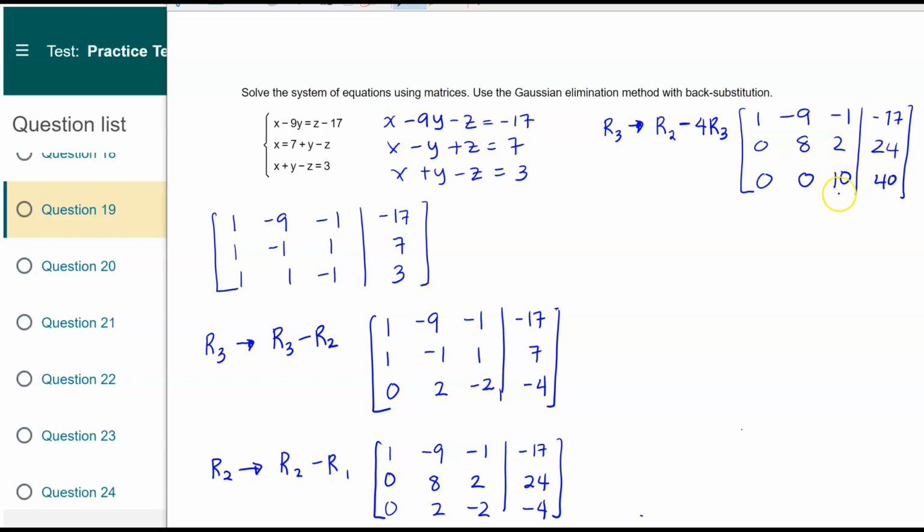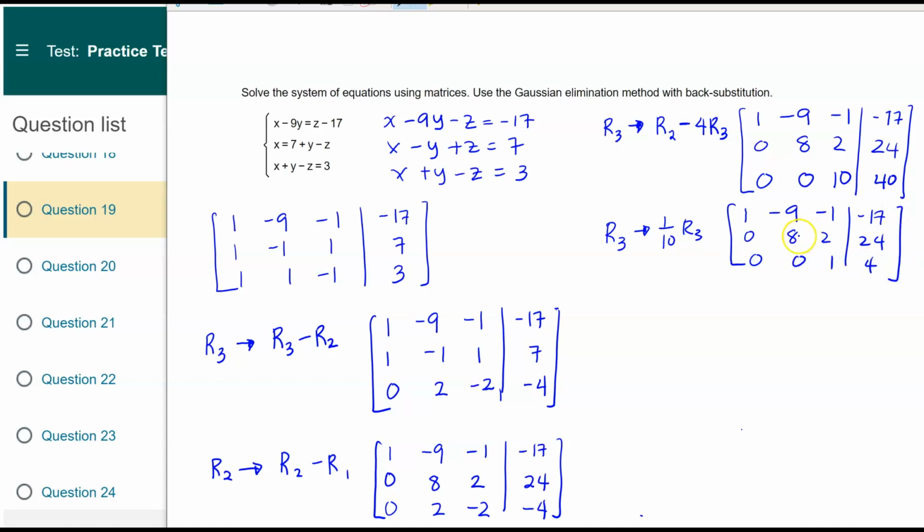Then, next step is to make this equal to 1. So to make that equal to 1, that R3 should be replaced by 1 over 10 R3. So it's just dividing everything by 10. So you have 1, negative 9, negative 1, negative 17, 0, 8, 2, 24, 0, 0, 1, 4.